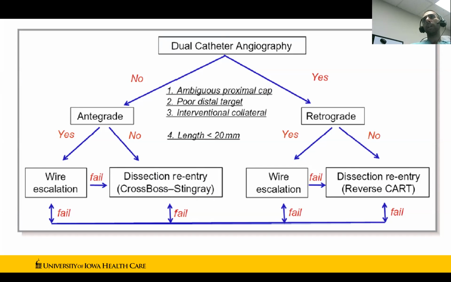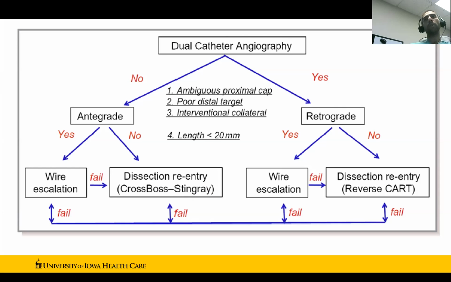So the first thing that you look at is, as I said, the proximal cap of the CTO. Is it ambiguous, is it blunt, or is it tapered? You look at the distal target. So beyond the CTO, is the vessel good? Is it very thready or diffusely diseased? Do you have an interventional collateral? So if the answer to all of that is no, if you have a nice tapered cap with a good distal target, then you might want to go antegrade first.